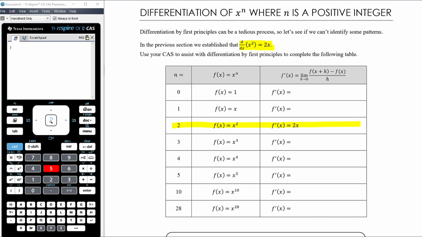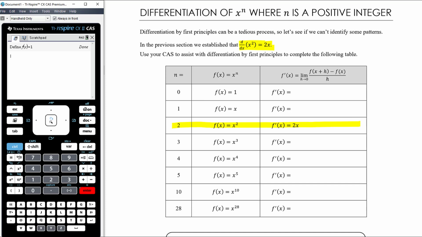Okay, let's calculate these other derivatives. Let's get our CAS to help us do the derivative by first principles. Okay, so let's start off. We'll be able to do this quite quickly once we've done the first one. So let's start off with defining f of x as being the first function in the table, which is y equals 1, so f of x equals 1.